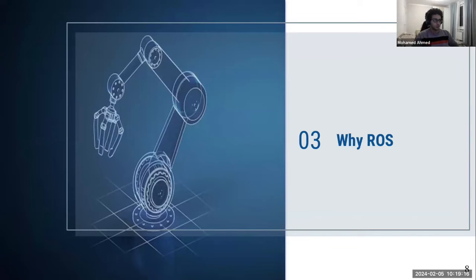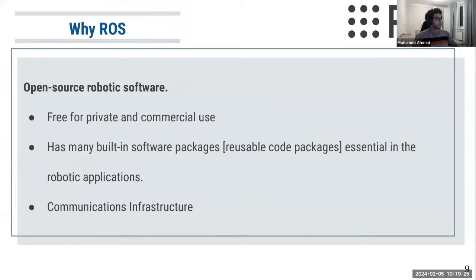So why ROS? Just bear with me and we'll talk about all the details later. As we said before, ROS is open source robotics software. It's free for private and commercial use. It has many built-in software packages, so you can use a lot of packages that are built into ROS itself or developed by other people.